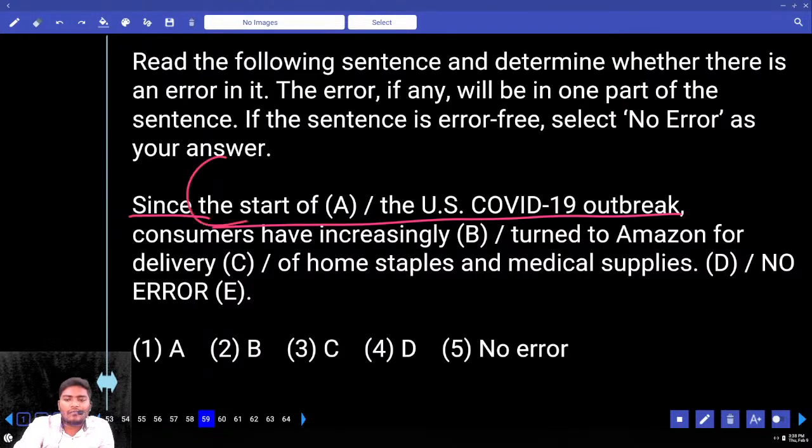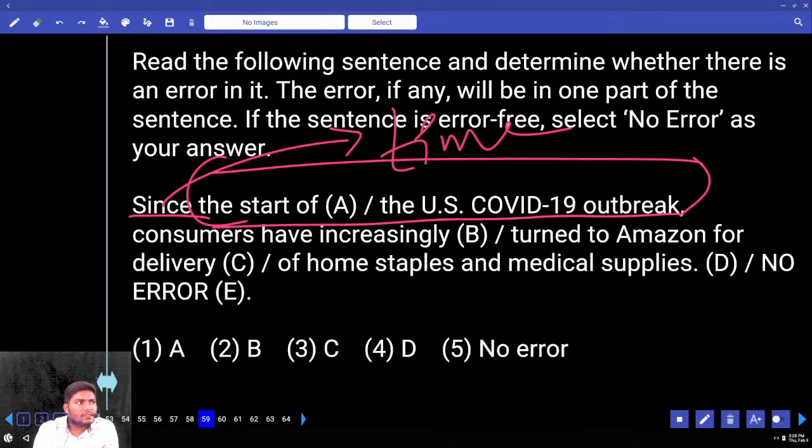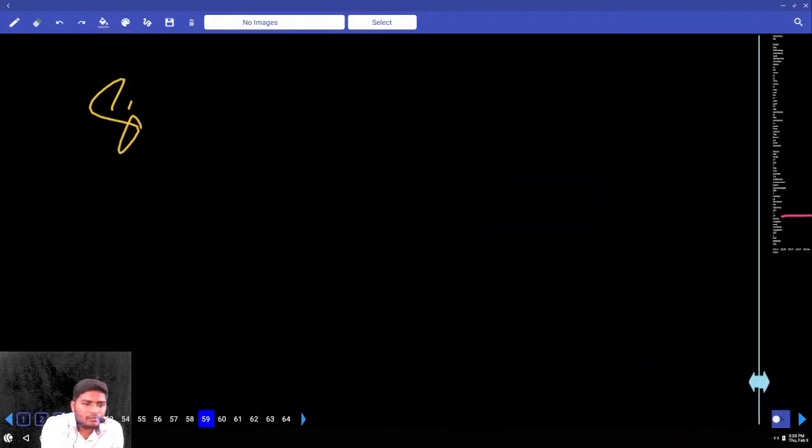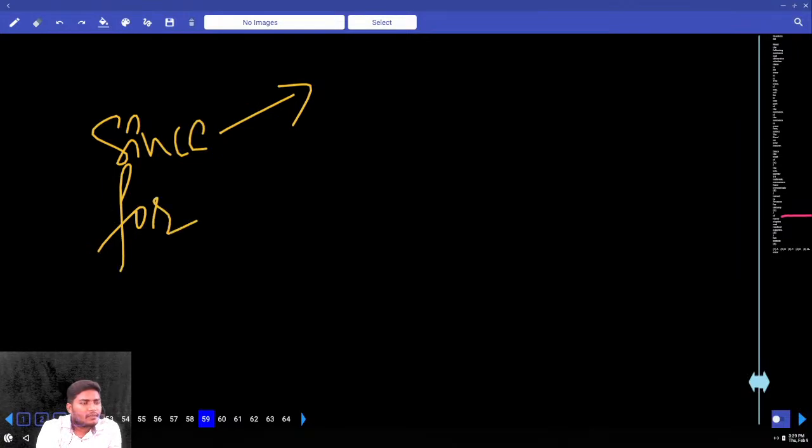Since is used with the start of the US COVID-19 outbreak. This is a time period. When since is used with a time period, what is the part of speech of since? Since has two parts of speech. Can anybody tell me what it is? Somebody said present perfect continuous. Okay, there we use since and for. Do you remember that? When since and for are used with time, they are prepositions.